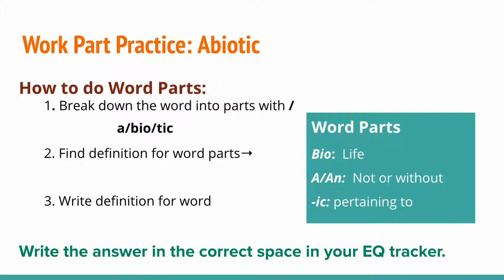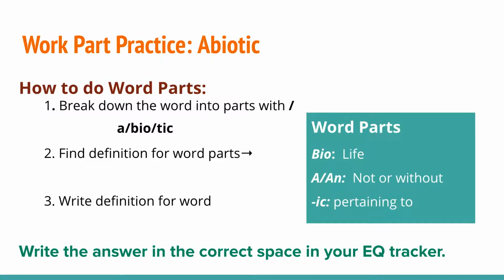So the first word I have is abiotic. So a is one part of it, which I can see right here, bio, and then tic. And then, if I'm looking at this, the key thing is that I can rearrange these different definitions however I need to make it make sense. So life not pertaining to, or life without pertaining to.